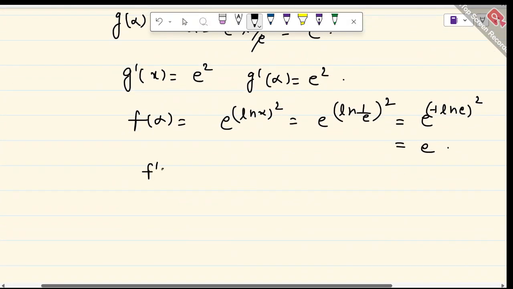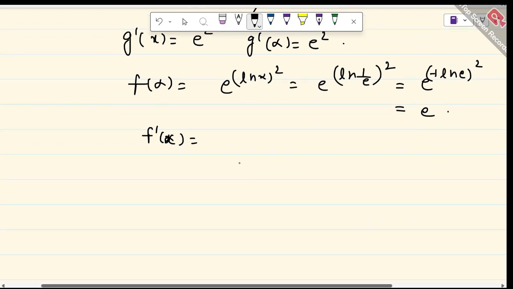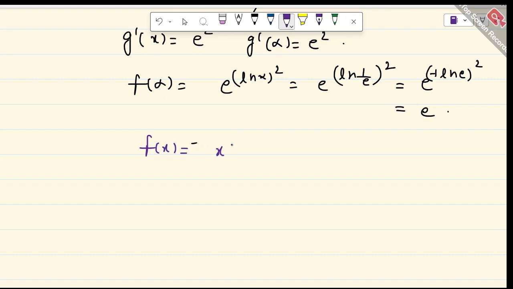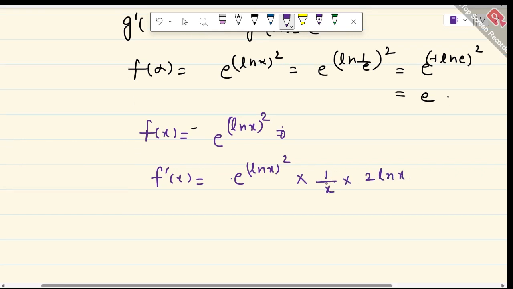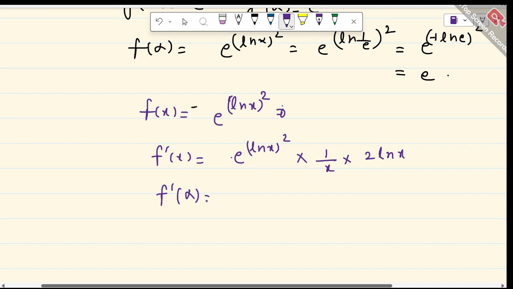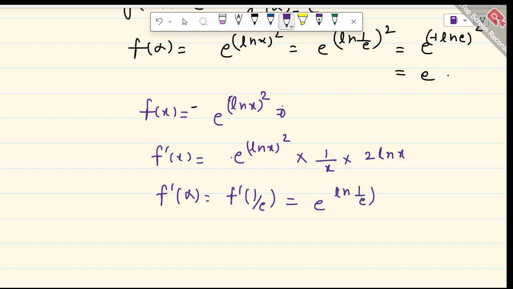Now what is f'(α)? f(x) is equal to x raised to the power ln x, so this is e raised to the power (ln x)². So f'(x) is equal to e raised to the power (ln x)² times the derivative of (ln x)², which is 2 times ln x over x. Now we have to find the value of f'(α), that is f'(1 over e). So this is e raised to the power (ln of 1 over e)² times 1 over e, the value of α, and 2 times ln of 1 over e.